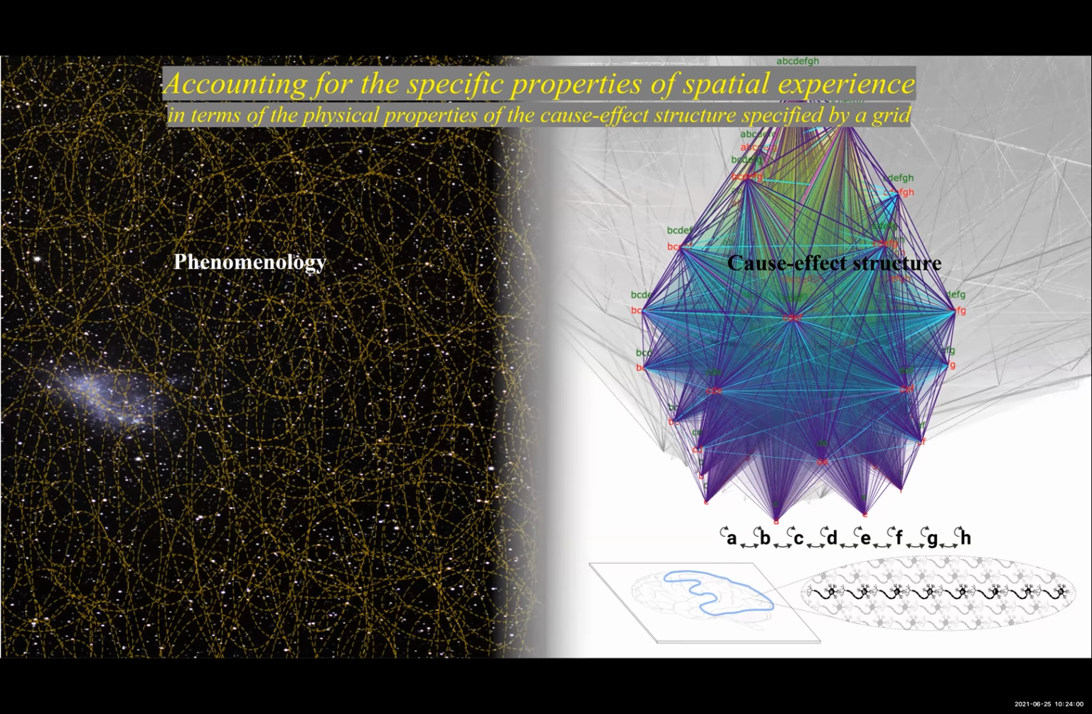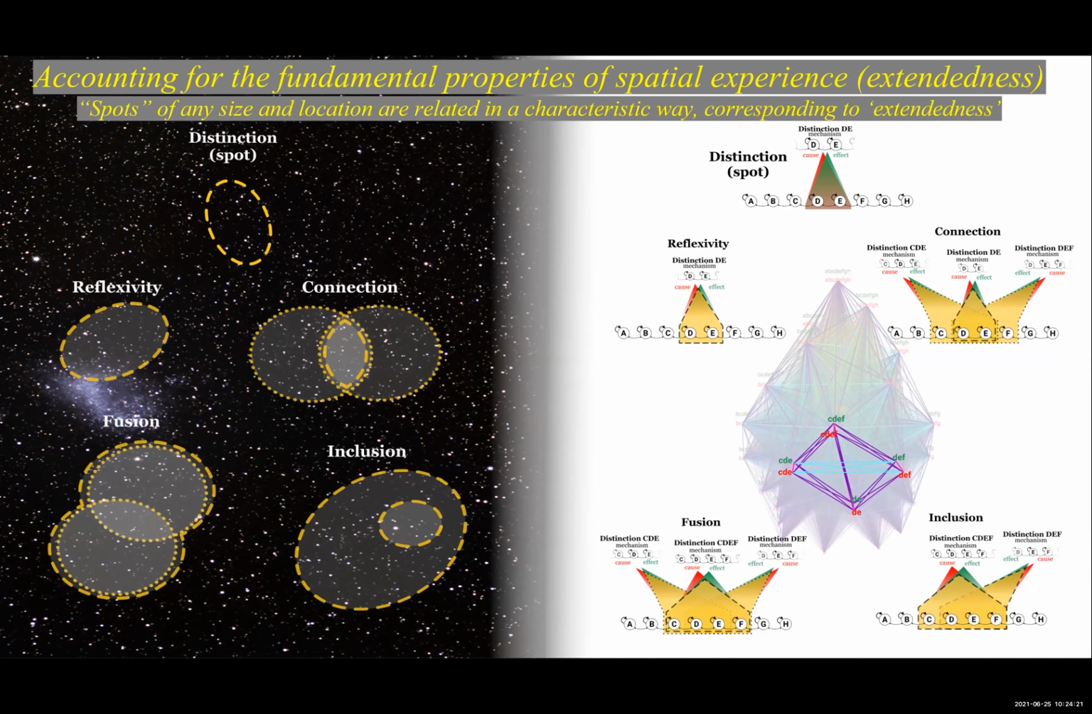The idea then is that we need to find a correspondence between phenomenology and the cause-effect structure specified by a particular substrate. We conjecture the right substrate is a grid. Here you see a 2D or a 1D grid of, say, neurons connected by lateral connections, not only. And then we unfold that cause-effect structure, and we should be able to account for the property of spatial extendedness. No further ingredients added, just the postulates of IIT.